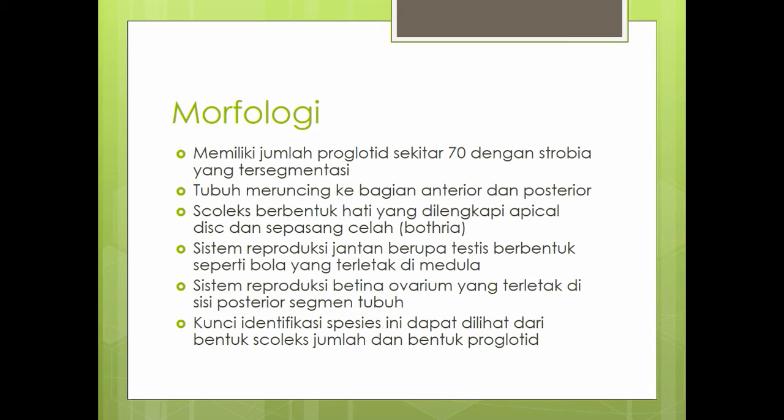The species has a number of proglottids, around 70, with a strobila segment. The body tapers to the anterior and posterior parts. Heart-shaped scolex with apical disc and a pair of slit-like bothria. The male reproductive system, the testes, is bell-shaped and located in the medulla. The female reproductive system, the ovary, is located on the posterior side of the body segment. The key to identifying this species can be seen from the form and number of proglottids and scolex.